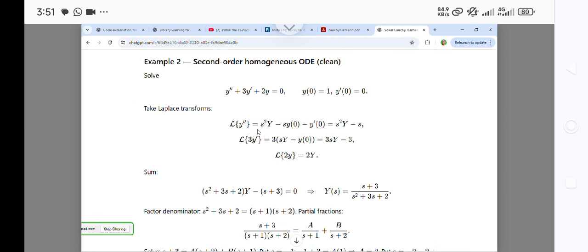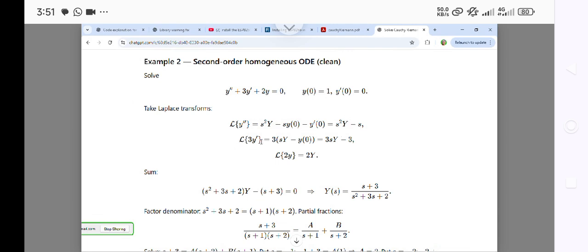Moving further, we know that y(0) was given as 1, and y'(0) was given as 0. So this term is 0 now. That's why you're not seeing it on this side. And y(0) is 1, and 1 times s is s. So that's what this gives us.